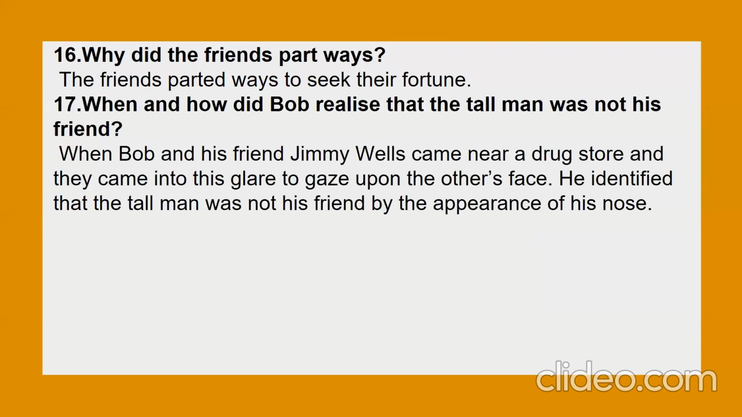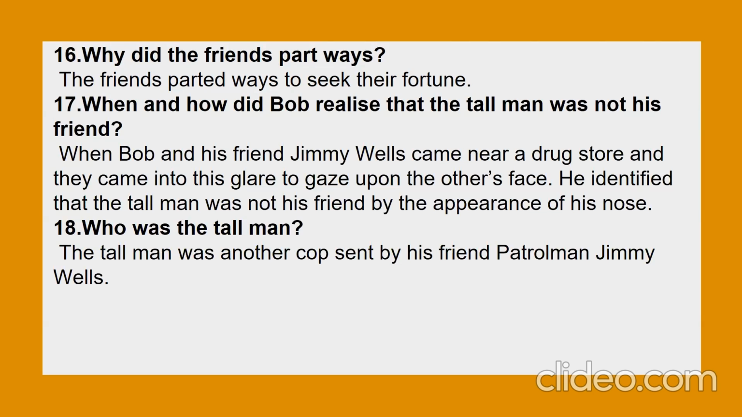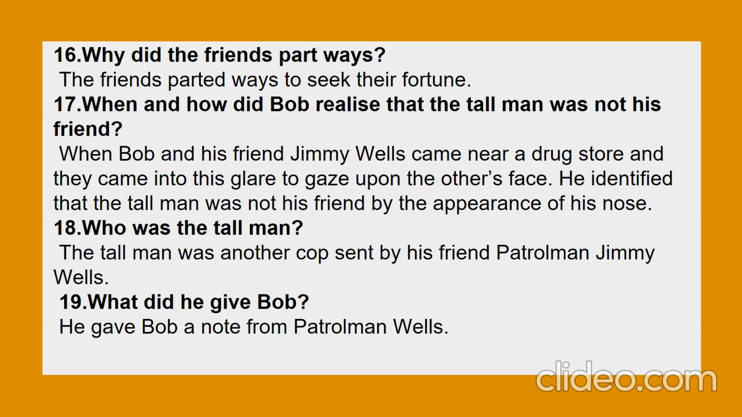Then the next question we have: when and how did Bob realize that the tall man was not his friend? When Bob and the tall man came near a drugstore and came into its glare to gaze upon each other's face, he identified that the tall man was not his friend by the appearance of his nose. Who was the tall man? The tall man was another policeman, another cop sent by his friend patrolman Jimmy Wells. What did he give Bob? He gave Bob a note from patrolman Jimmy Wells.